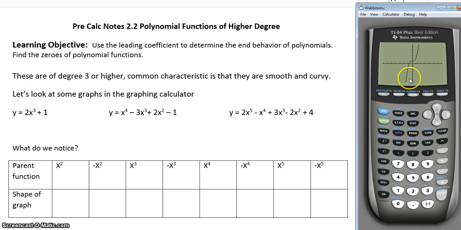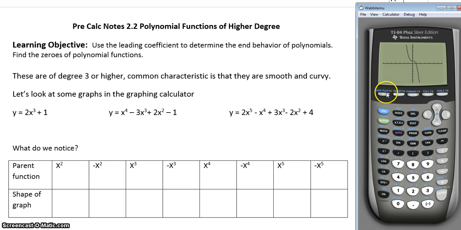When it's degree 3, you're always going to see this S-like shape of the graph. And when you have a positive leading coefficient, in this case a 2, your graph is going to rise to the right and fall to the left. Let's take a look at what happens when I change this to a negative. So you'll notice that now I have changed the graph to a negative 2x to the third plus 1, and it's still an S-like shaped graph, but the right side is falling now and the left side is rising. So we're going to write that characteristic down in the table here in just a moment.